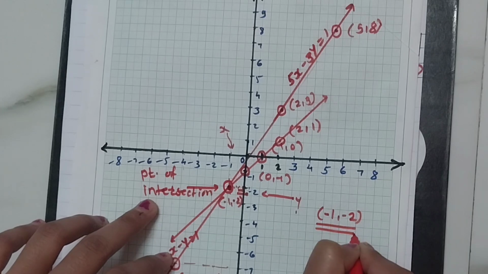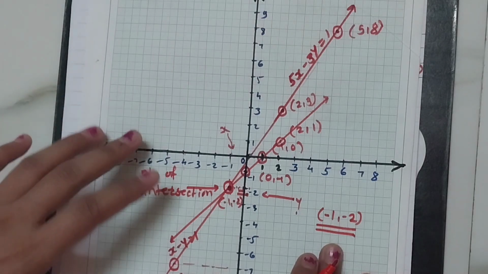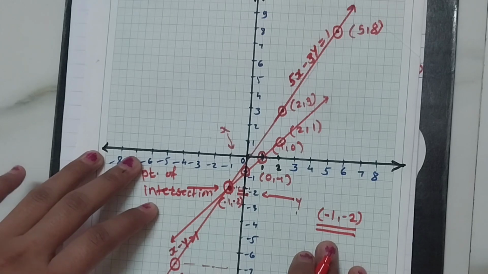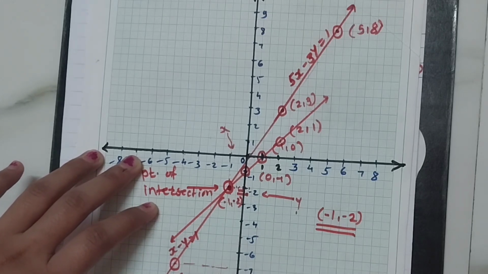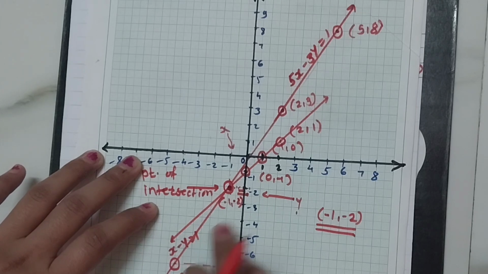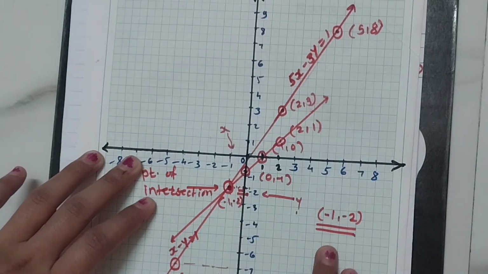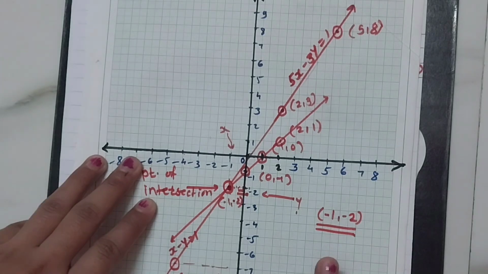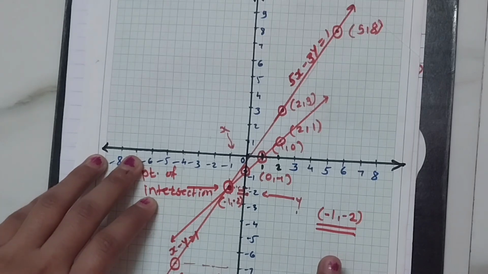These are the कोऑर्डिनेट्स ऑफ पॉइंट ऑफ इंटरसेक्शन। और एक्टिविटी में हमें ये भी पूछा गया है कि पॉइंट ऑफ इंटरसेक्शन के कोऑर्डिनेट्स क्या है, और जो भी पॉइंट ऑफ इंटरसेक्शन के कोऑर्डिनेट होते हैं वही हमारा सॉल्यूशन होता है। This is the solution of our equations x minus y is equal to 1 and 5x minus 3y is equal to 1. So this is the solution by graphical method.